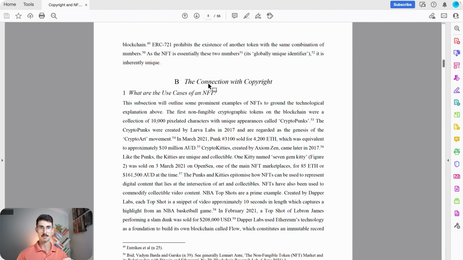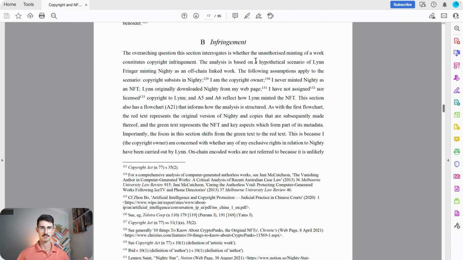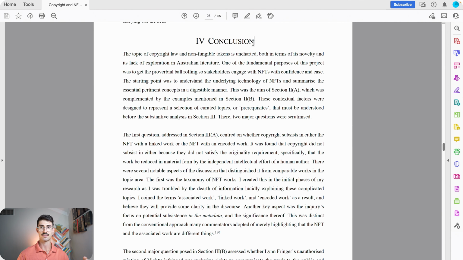Then the next subheading under this section of understanding NFTs is the connection with copyright. And then the next section of the paper is called just major questions. A subsection is this thing called subsistence and ownership. Don't worry about that. That's copyright stuff. Another section is infringement. Again, copyright stuff. And finally, conclusion. So overall, there are 4 sections in this paper.